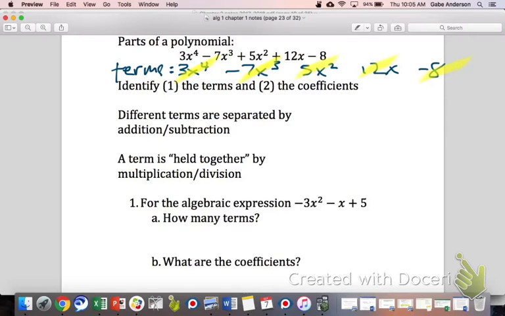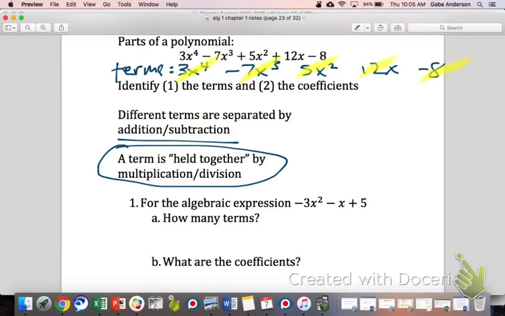5 separate terms. Different terms are separated by addition and subtraction. Can you see that coming through there? The separate terms are separated by pluses and minuses. And a term is held together by multiplication or division. So you see 3x to the fourth. What's going on between the 3 and the x to the fourth? Multiplication. So multiplication is holding the term together, whereas subtraction and addition is separating the different terms.